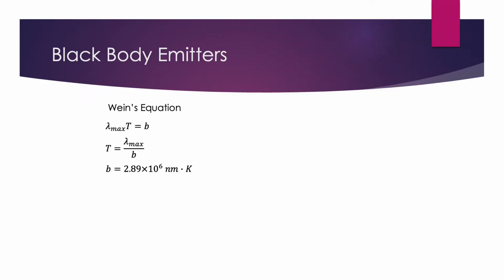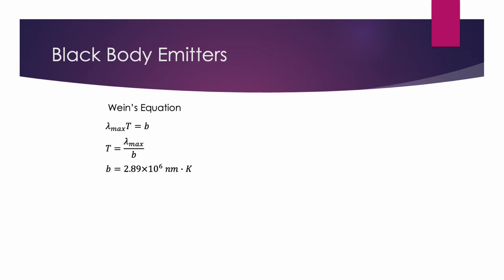Our second experiment was a study of blackbody emitters. A blackbody is an object that can both absorb and emit all wavelengths of light. This makes it an interesting topic to explore as it relates to energy. In this experiment, we explored 2 equations that describe blackbodies.